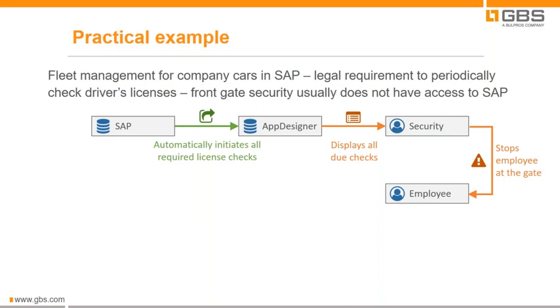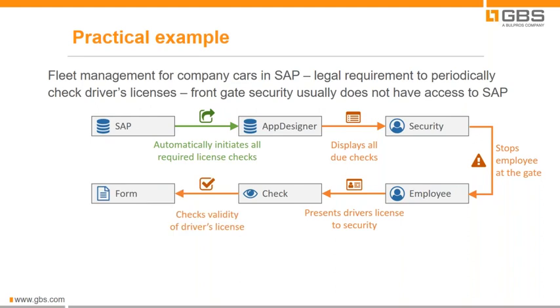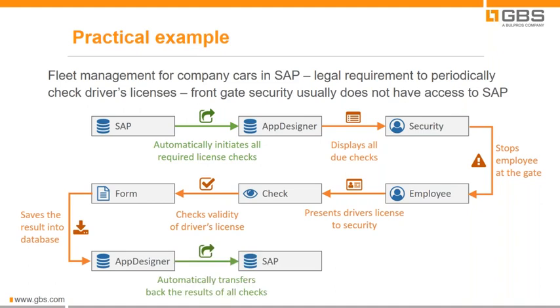When the employee that needs to be checked arrives at the gate, the security can stop the employee, and the employee can present the driver's license. So then there's just a manual visual check that everything's in order, it's valid, it has the required license class, and well, if it's a license from another country, is this valid in my country, and so on and so on. And the result of the visual check is entered into a form and then saved into the backend database. So there it resides again in AppDesigner with the full decision.